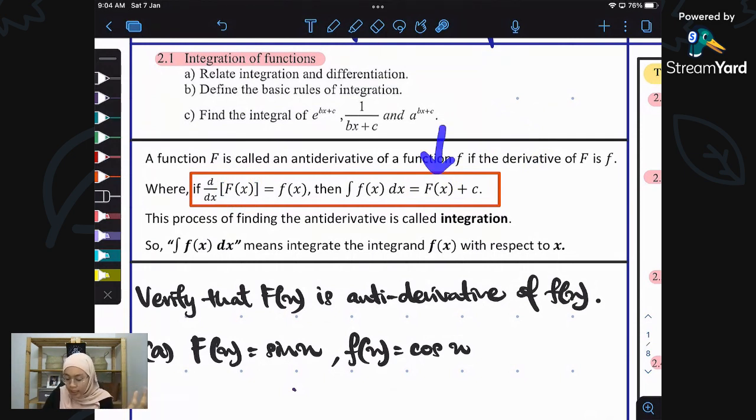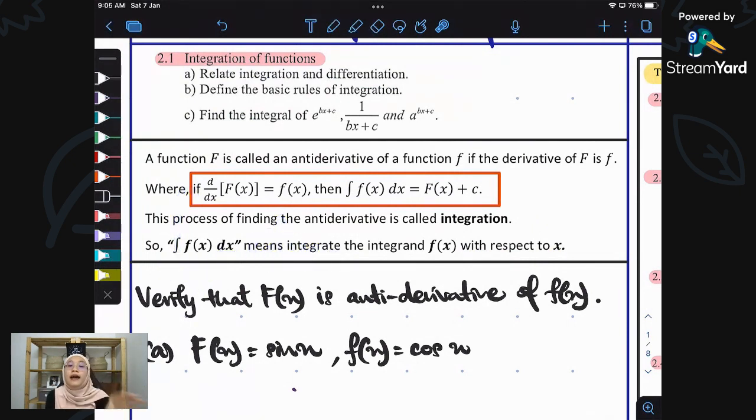But in the end, dia dijadikan sebagai jawapan pula. But you must not forget to put plus c. This process of finding the antiderivative is called integration. So when I say integrate, I mean this symbol. Integrate the small letter f. Remember that. When I say integrate, I always refer to the small letter f. And then, don't forget, it also means with respect to x. So it is called integrate the function small letter f with respect to x.